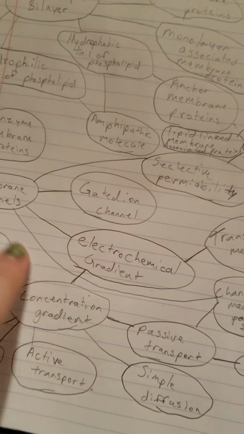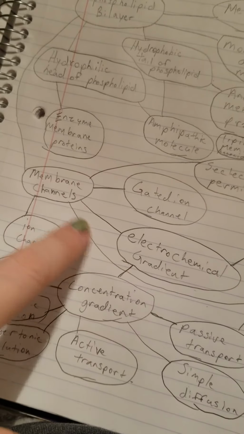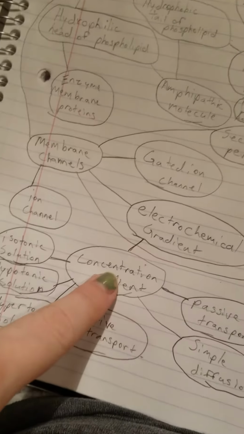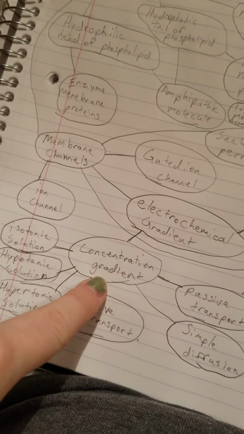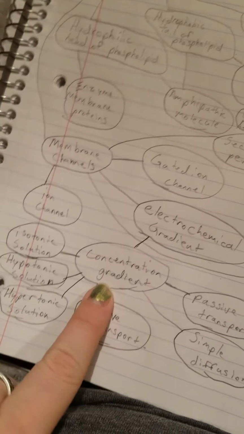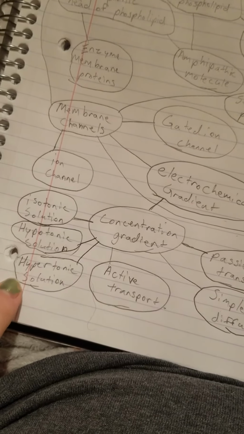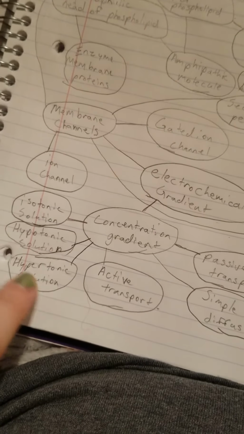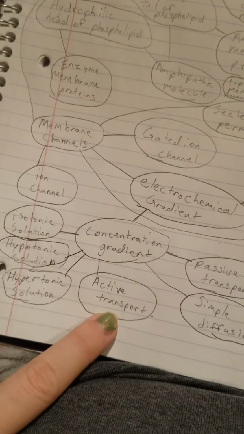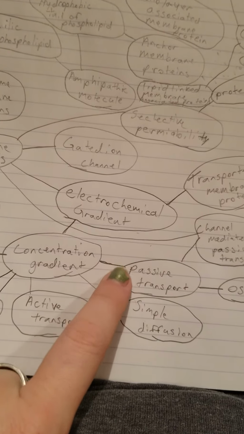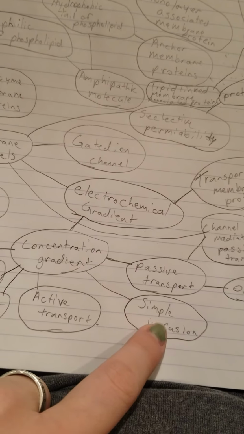And then you have the electrochemical gradient coming off of the membrane channels, which goes to the concentration gradient, and off the concentration gradient you have the isotonic solutions and the hypotonic solutions and the hypertonic solutions, and also active transport and passive transport, and simple diffusion.